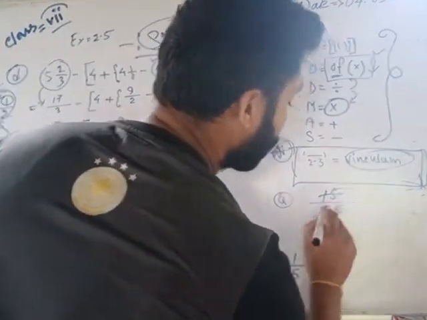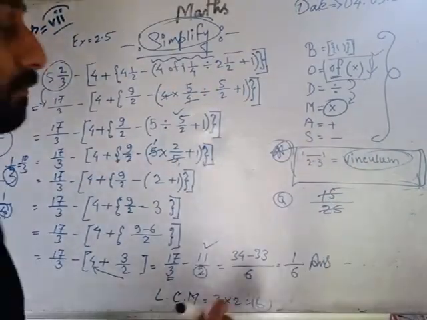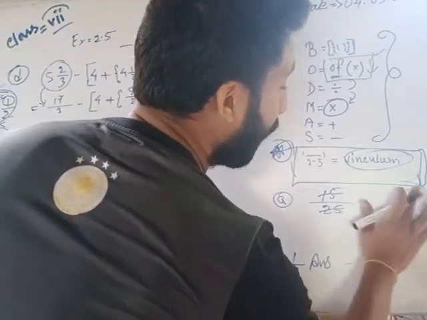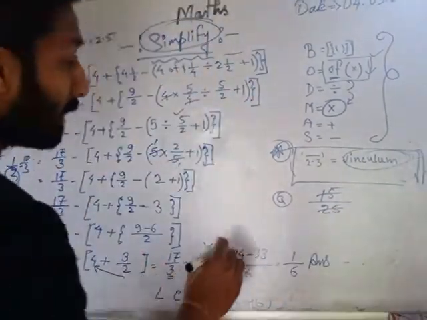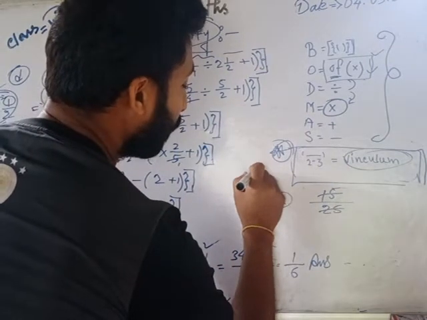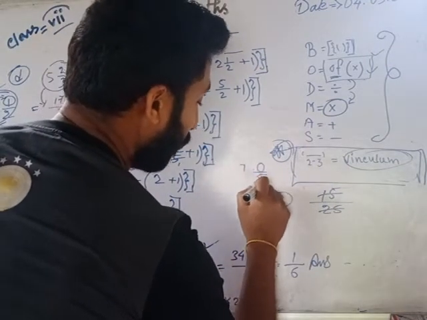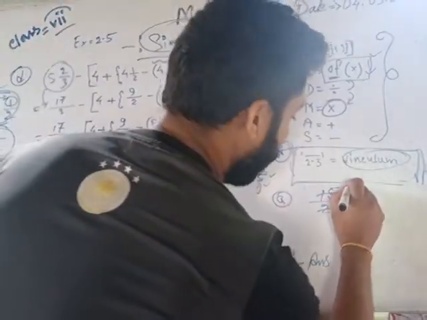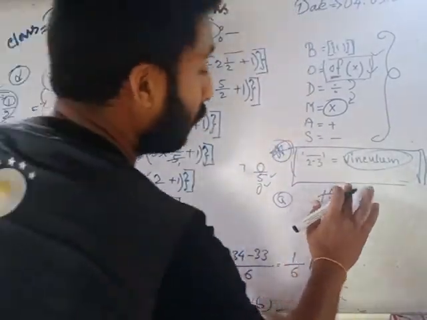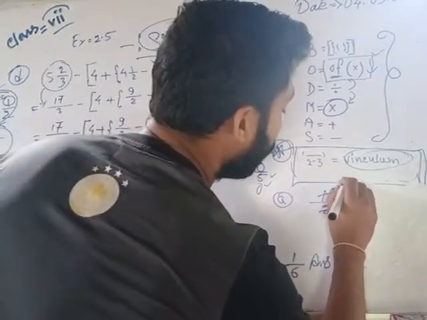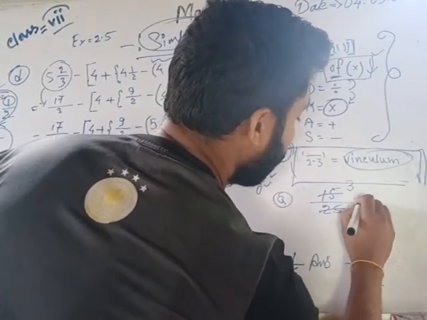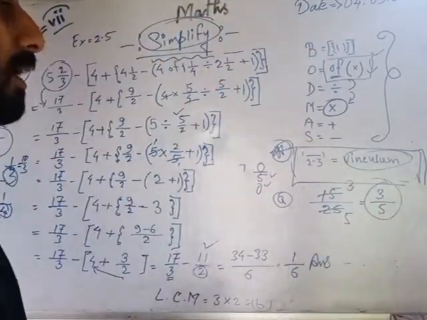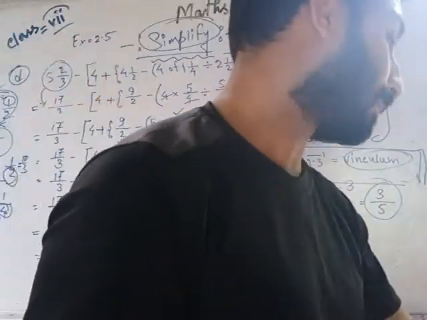are divisible by 5, because if the ones digit is 5 or 0, the number is divisible by 5. So we should count the table of 5. 5 3s are 15 and 5 5s are 25. So we should write here 3 by 5. It is the lowest term of this fraction.